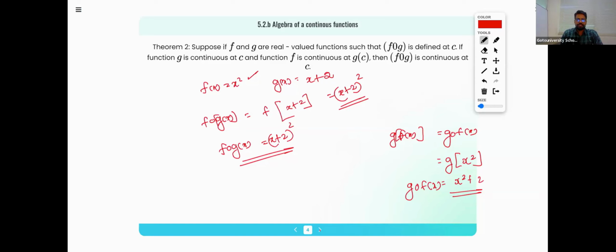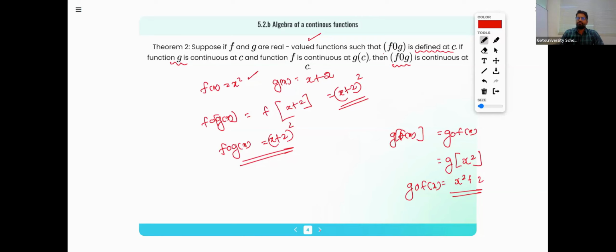Now, what we are discussing here is, suppose f and g are real valued functions such that f of g is defined at C. It's very, very important. We cannot leave this point. If it is defined only, we'll discuss its continuity. Then if g of x is continuous at C and f of x is also continuous at g of C, then I can say f of g is also continuous at C.